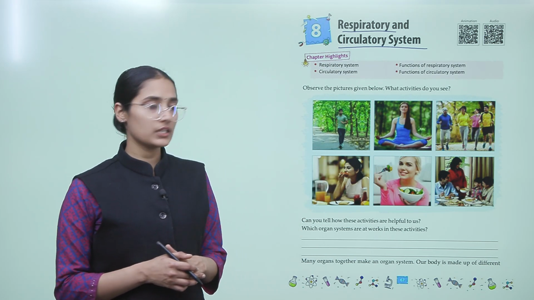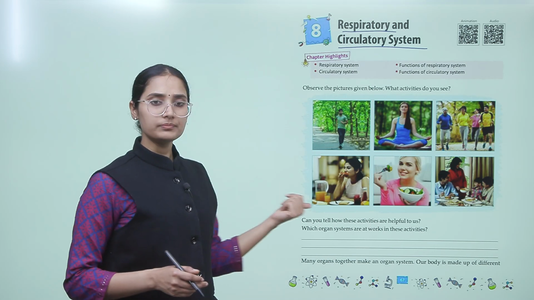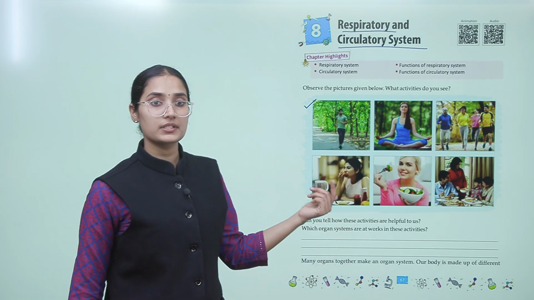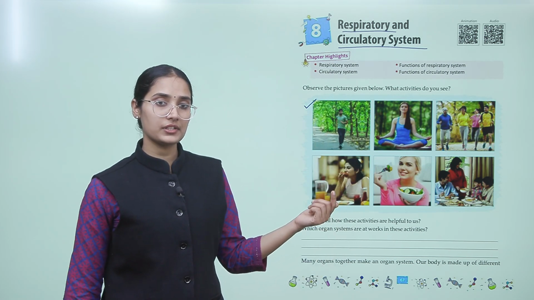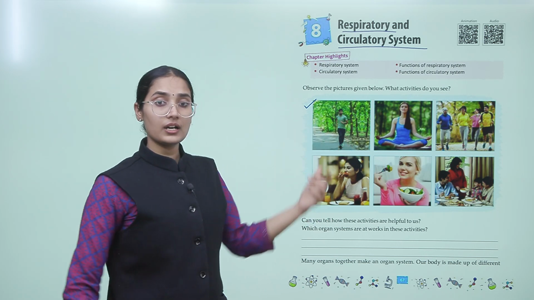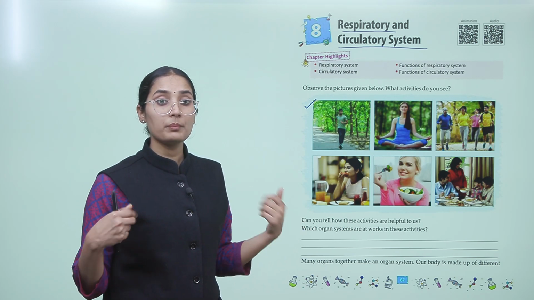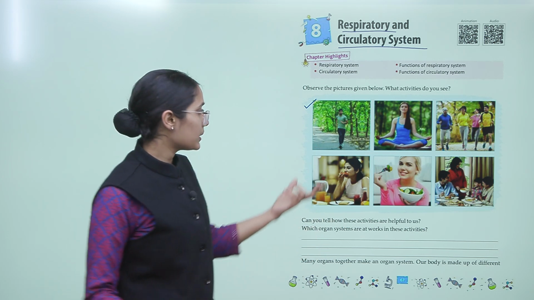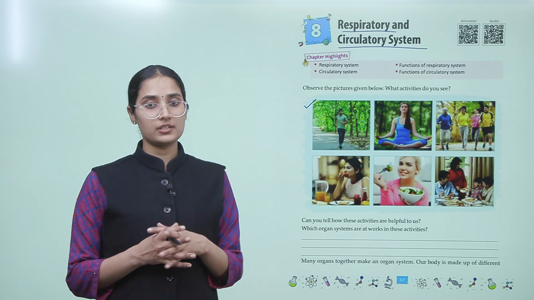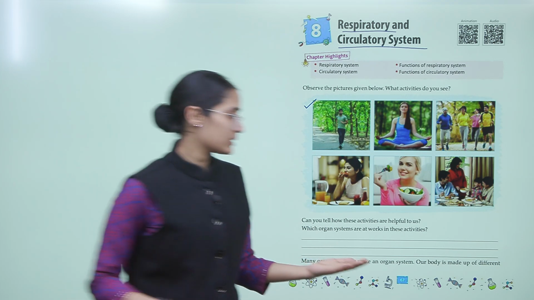Observe the picture given here. What activities do you see here? Can you tell how these activities are helpful to us? For example, running. How is it helpful for us? Which organ systems are at work in these activities? Yes, it gives us good health. And when we run, our lungs are majorly involved. Our legs are involved, our whole body in fact is involved. So many organs together make an organ system. Our body is made up of different organ systems. Let's go to the next page.